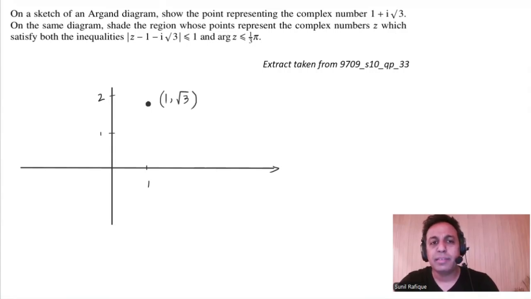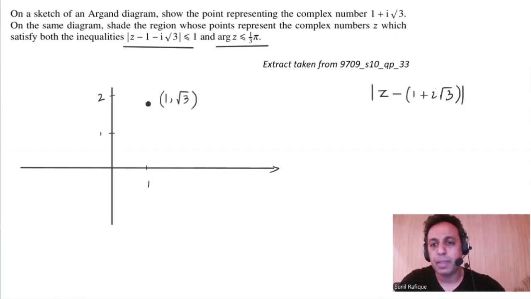Okay, so they're saying on the same diagram, shade the region whose points represent the complex number z, which satisfy the inequalities, this one and this one. So here's the key line. Forget about the inequalities right now. First, sketch your loci. Understand, recognize them, and try to sketch them. So the first one, I'm going to factorize the minus out. It will look like z minus (1 plus i root 3) and is equal to 1.